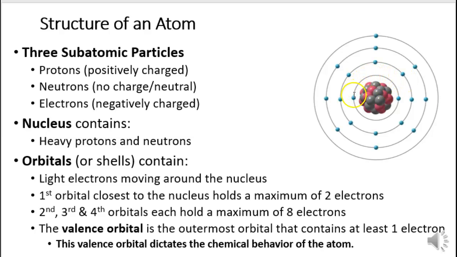The first orbital can hold 2 electrons. The next orbital can hold 8, and the rest can also hold 8. The outermost orbital that contains at least one electron is called the valence orbital. It's this valence orbital that will dictate the chemical behavior of the atom.